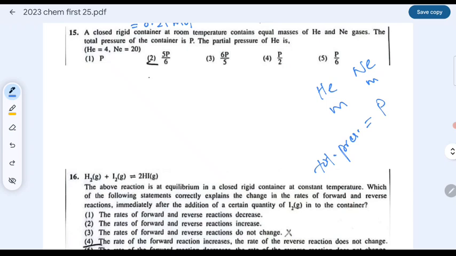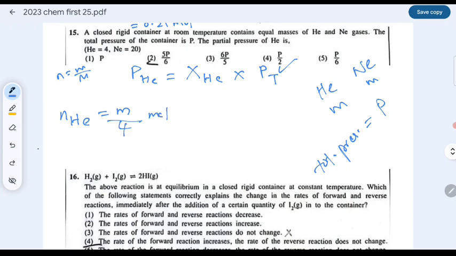Now, how can we find the partial pressure of helium? We should know the mole fraction of helium into the total pressure, right? So the total pressure is given and we need to find the mole fraction. If we find the mole fraction, then we can calculate the partial pressure. So we have to get the number of moles of helium and neon. So the number of moles of helium is, they are contained in equal masses now. So you all know n equals small m over capital M. So m over molar mass of helium, which is 4. So this is the amount of moles of helium.